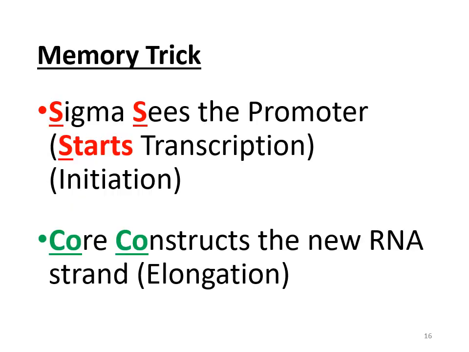So just to make sure that you have the memory trick written down in your notes, I've written it on this extra slide here. So sigma sees the promoter, and so it starts transcription. That's part of initiation. So whenever you're asked about initiation of transcription, remember, sigma subunit of the RNA polymerase and the promoter. Okay, those are the two things involved in initiation of transcription. Whereas elongation, core constructs the new RNA strand, and that is elongation.